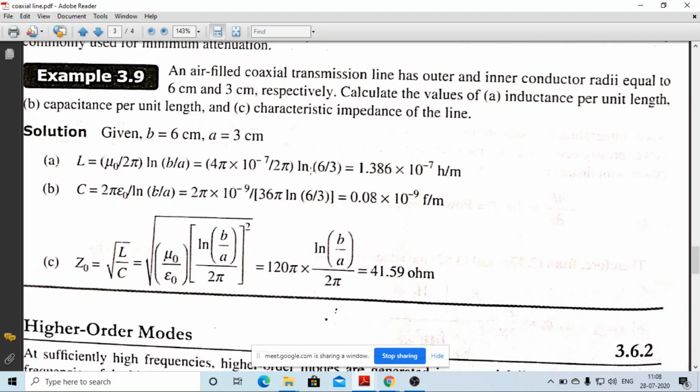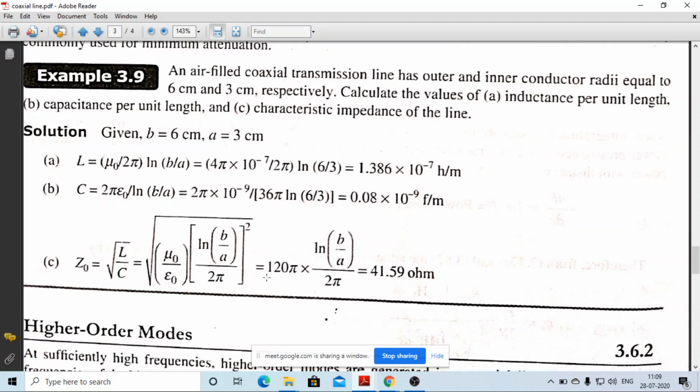So you can calculate C, 2 pi into 10 to the power minus 9 divided by 36 pi, this is the value of your epsilon naught, ln 6 by 3. So you are getting 0.08 10 to the power minus 9 farad per meter. And then you can directly apply this formula, Z naught is equal to under root L by C. This is the formula of L, this is the formula of C, and consequently you are finding this formula 120 pi ln b by a divided by 2 pi.